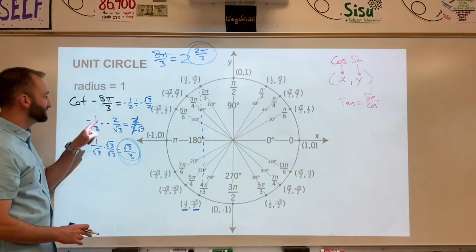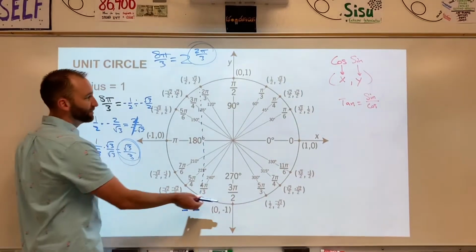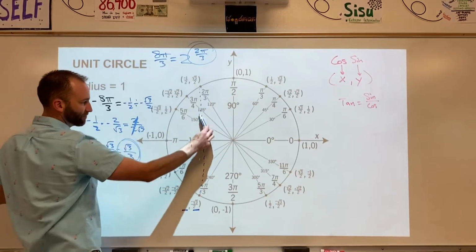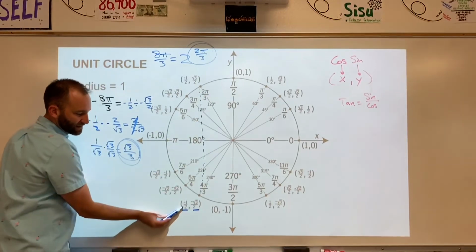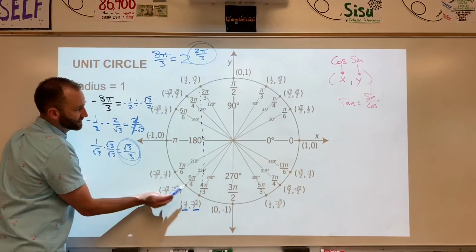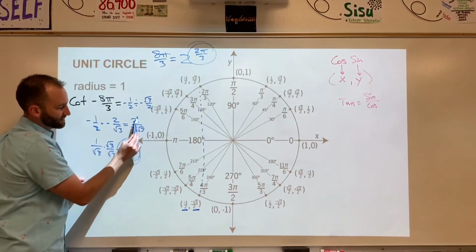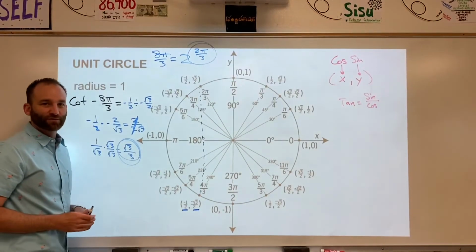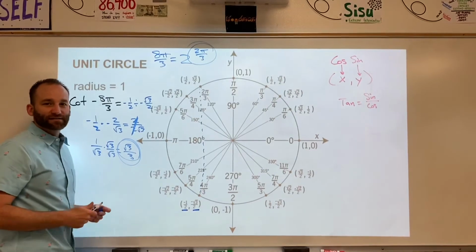Let's recap what happened. 8 pi over 3, we found out is the same as 2 pi over 3. Because we have a negative, we're going to reflect it over the x-axis. Cotangent would be the cosine divided by the sine. When I divide these, I get stuff to simplify away, and then I rationalize the denominator to get root 3 over 3. Let's do our last example.